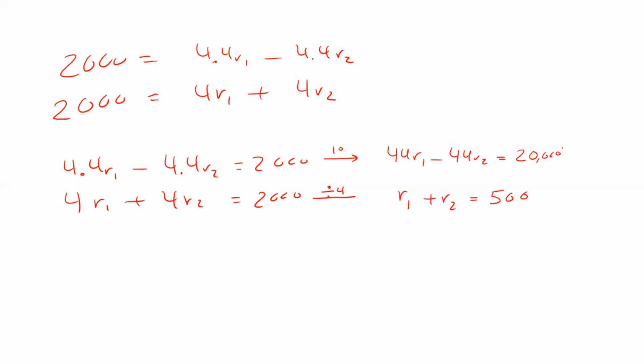4 would do it. 4 would be nice, let's go with it here. So 11R1 minus 11R2 is equal to 5,000. And let's bring this guy over here as well: R1 plus R2. Okay, finally, we get to actually starting the problem.